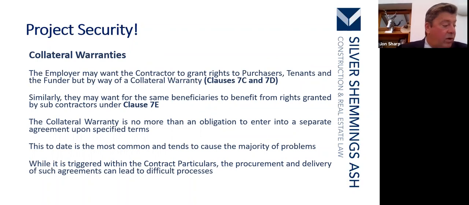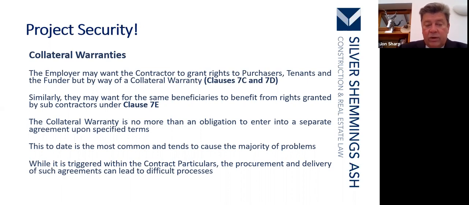The employer may want the contractor to grant rights to purchasers, tenants, and the funder by way of a collateral warranty under clauses 7C and 7D. Similarly, they may want the same beneficiaries to benefit from the rights granted by subcontractors under clause 7E. The collateral warranty is no more than an obligation to enter into a separate agreement upon specified terms. This to date is the most common and tends to cause the majority of problems.